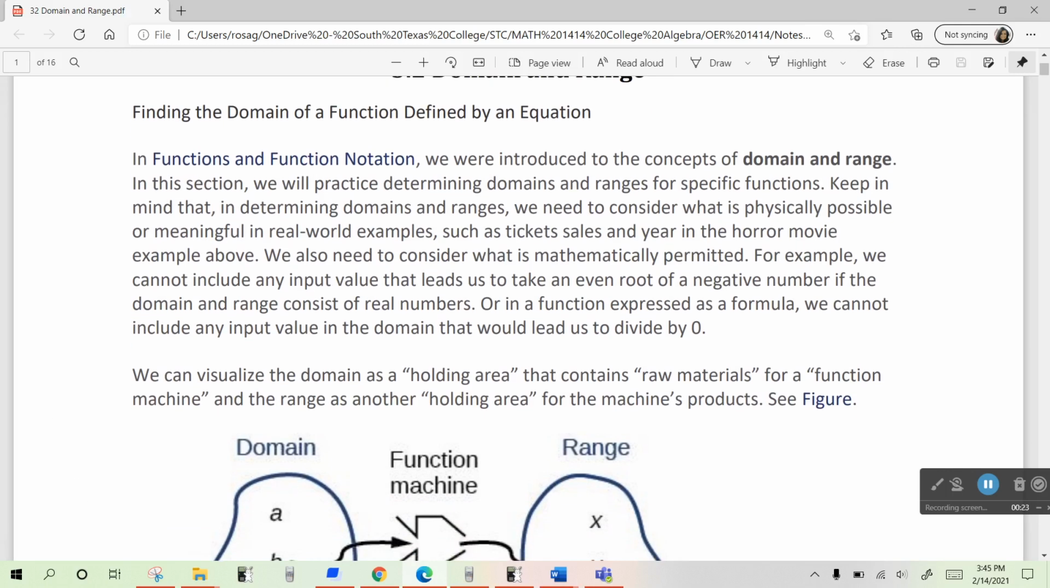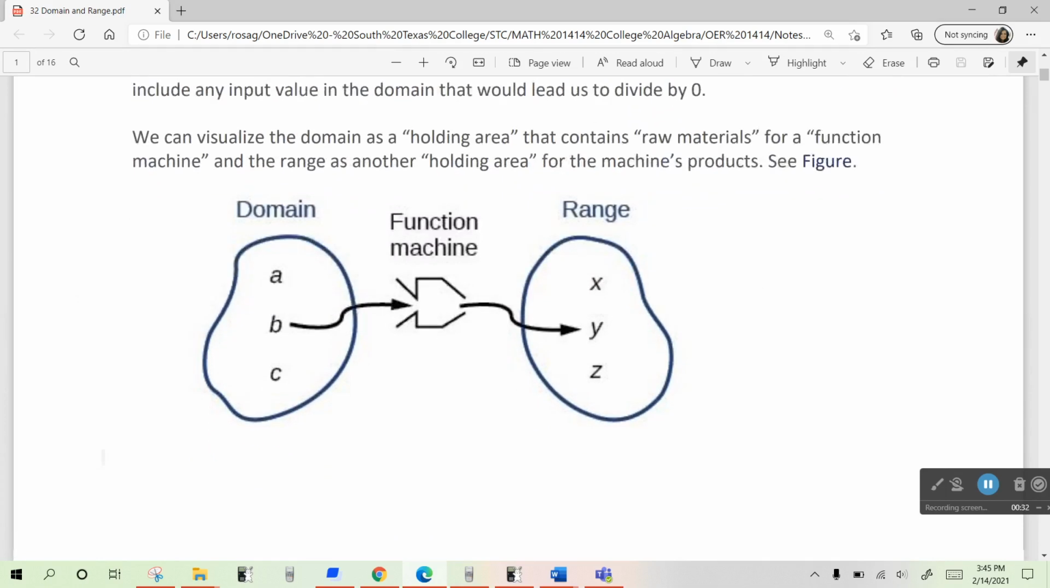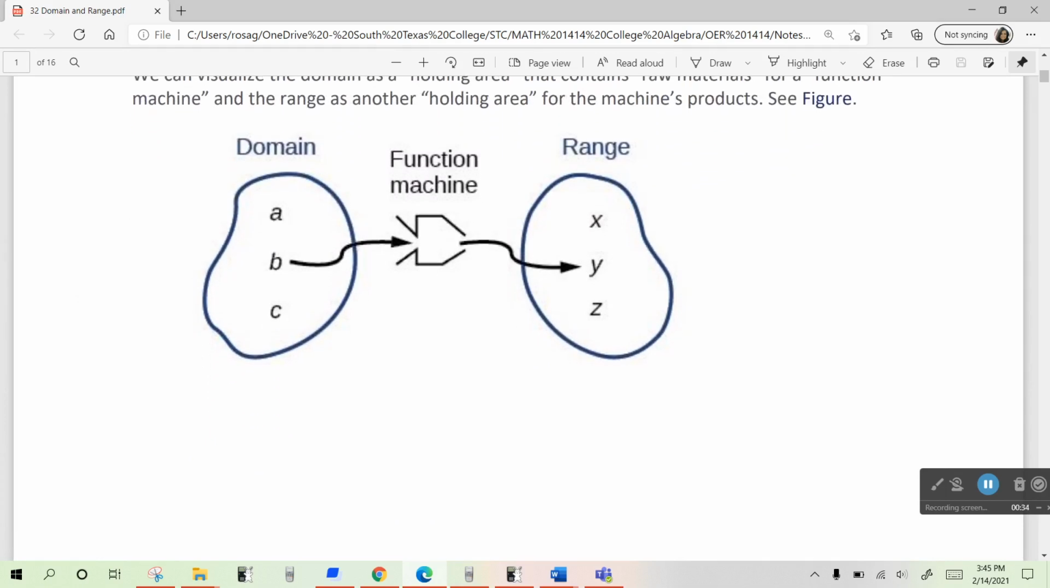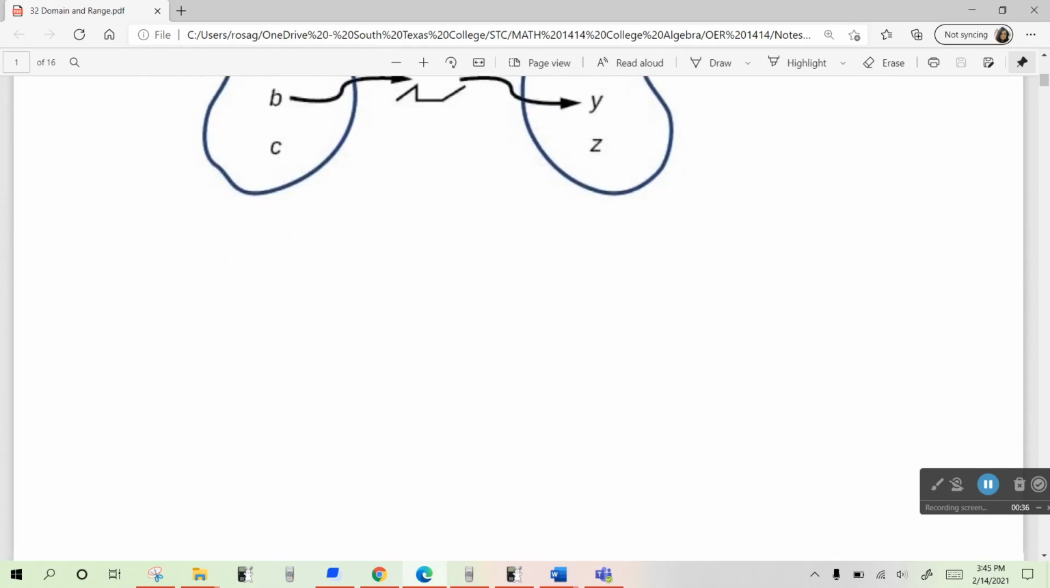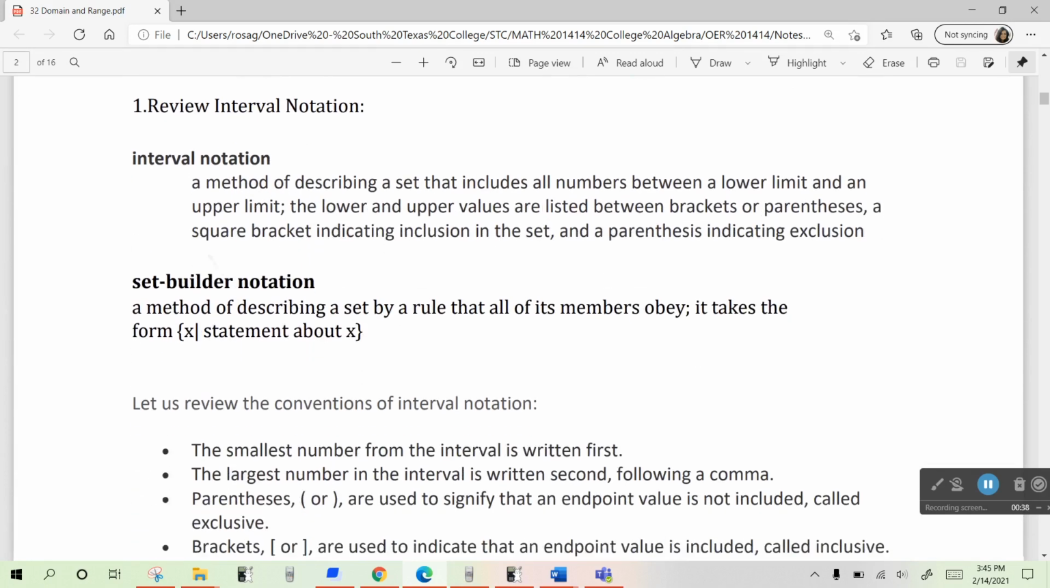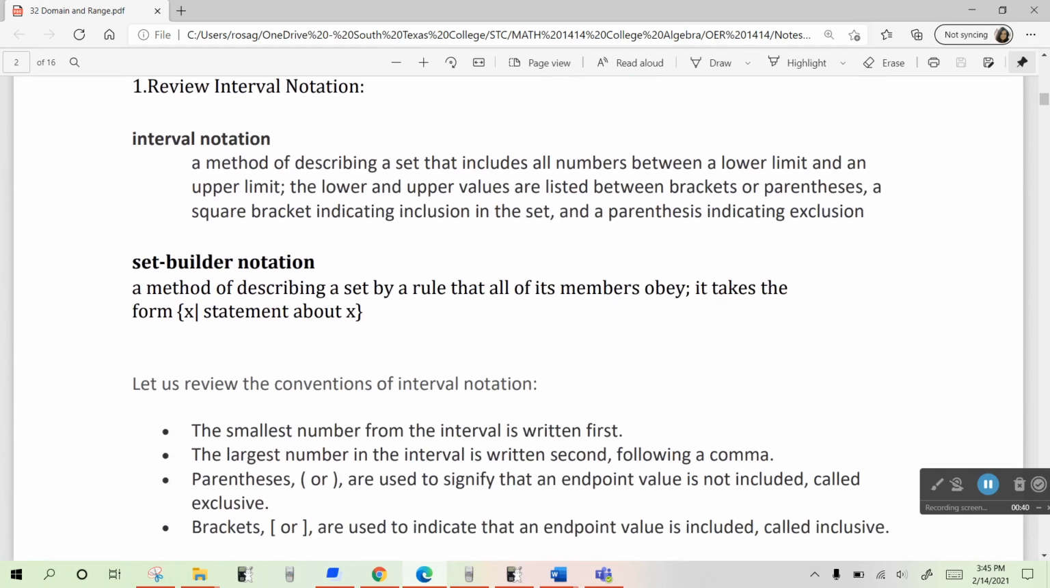The domain, we had said in the previous section, is the x values or the input values of the function, and the range is the output values, or the y's. So here they kind of review what that means. And then to do this, we need to review some of the notation that we're going to be using.